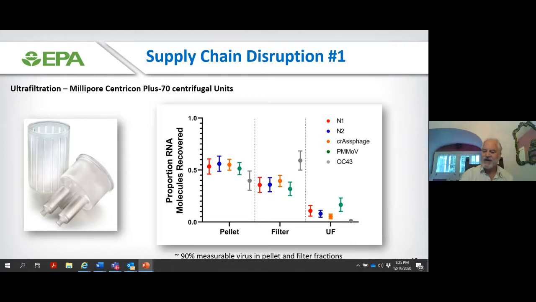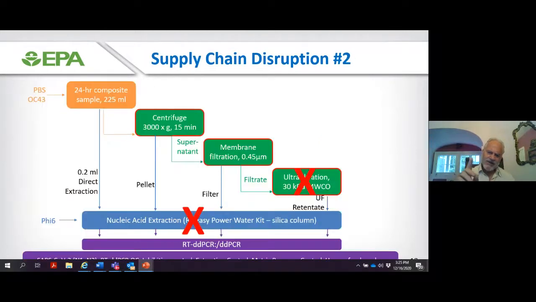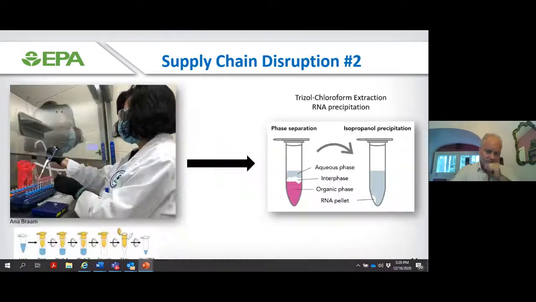We still recover 90%. The second disruption that we had is that the extraction kits that we use for each one of those fractions have become limited. There's a lot of people doing this, and there's certainly a limitation. And we ran out of those back in late October, so we switched our extraction process to using Trizol chloroform extraction, and then following with RNA precipitation. So we've kind of moved away from the kit that was available. This is kind of the old school way.